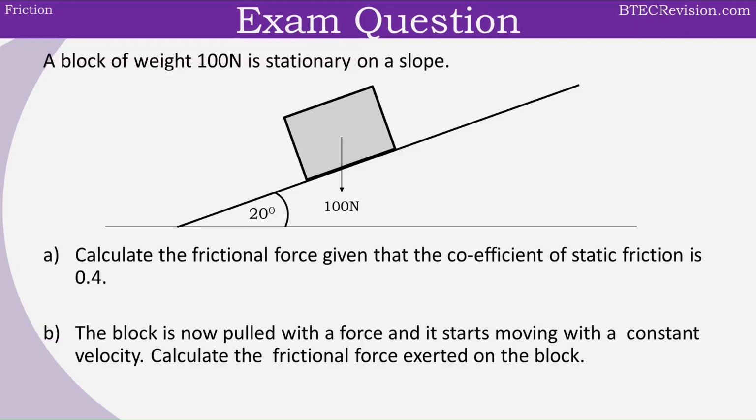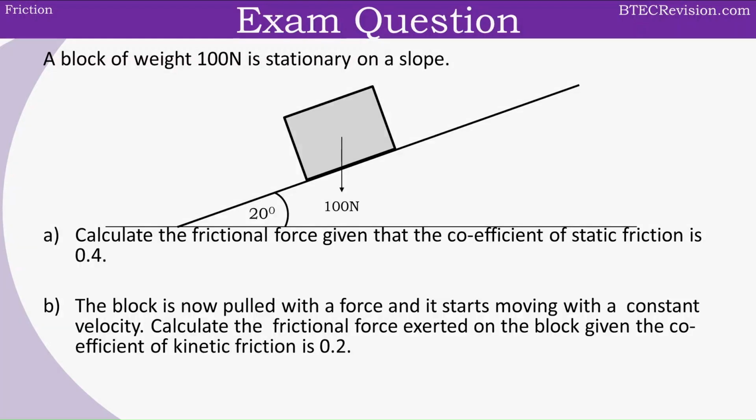Now pause the video here and attempt this exam question. The first thing we should note here is that this block is stationary and it's on a slope. And we can start by looking at where the normal is going to go, which is always perpendicular to the slope. And here we have the weight, which is 100 newtons.